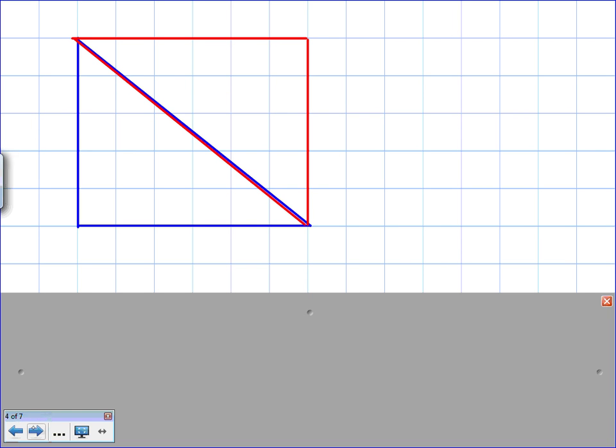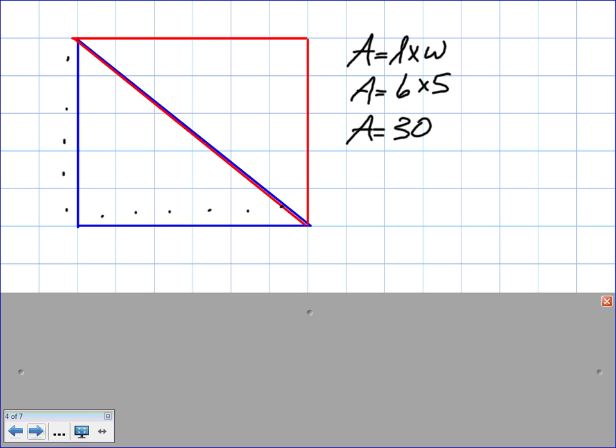And this is how we'll do it. If I take a rectangle, in this case I've used blue and red to create a rectangle. Remember that the area of a rectangle equals length times width. 1, 2, 3, 4, 5, 6 is my length. And my width is 1, 2, 3, 4, 5. So the area of this particular rectangle is 30 square centimeters.